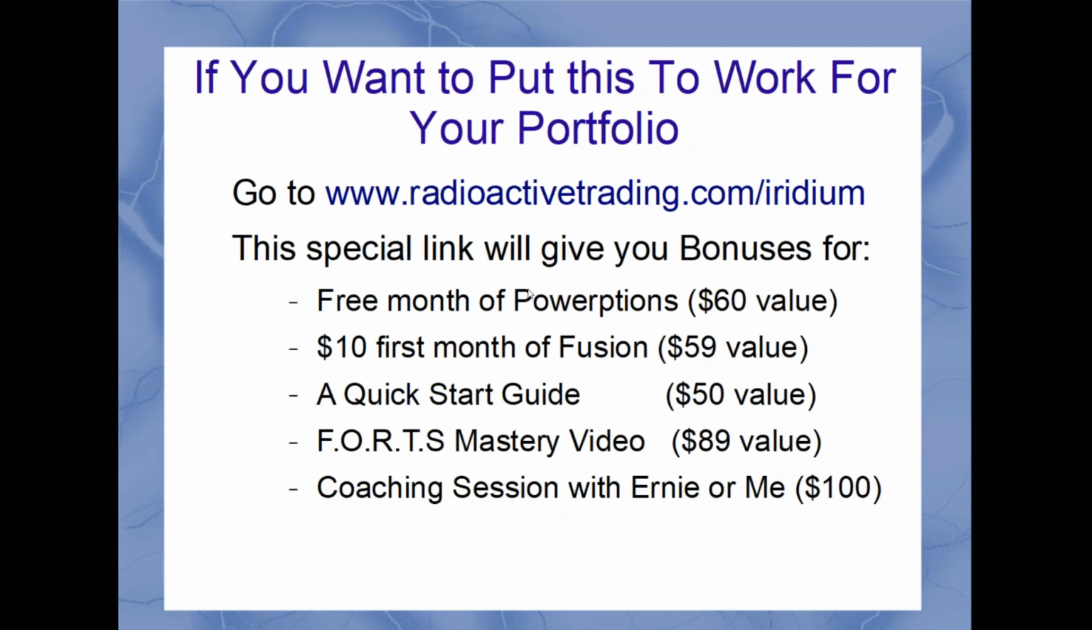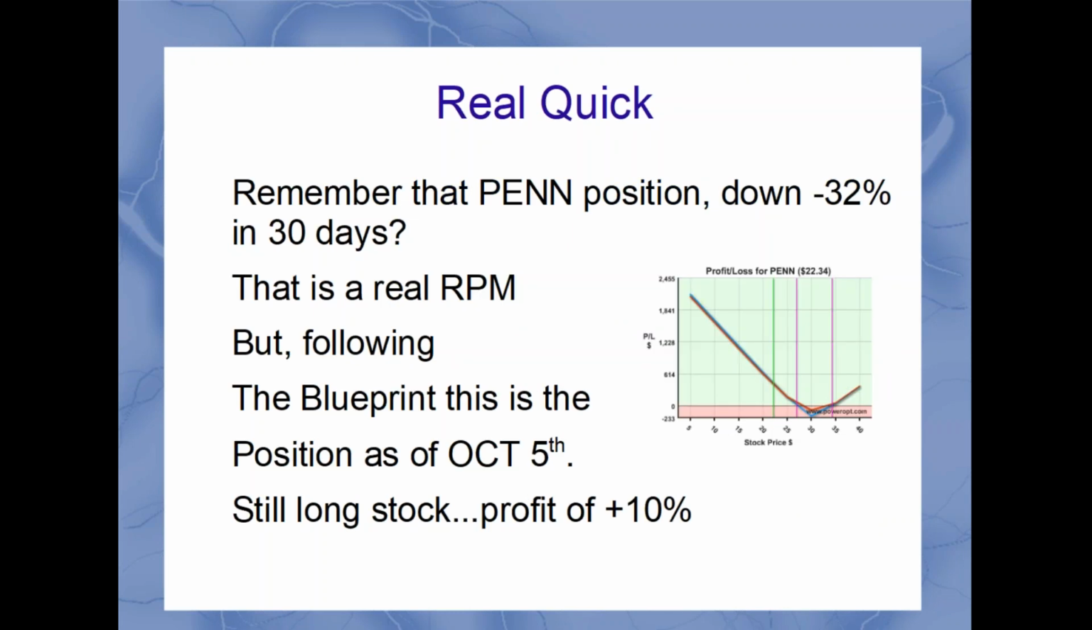Now, I mentioned bragging about the losers. I showed that Penn position that dropped 30%, and I'm at a max risk now of 5.2%. That's if I did nothing. Following the rules in the blueprint and the income methods that are available, with Penn down 32%, this is the profit and loss chart of the real radioactive trade that's in the Fusion portfolio.